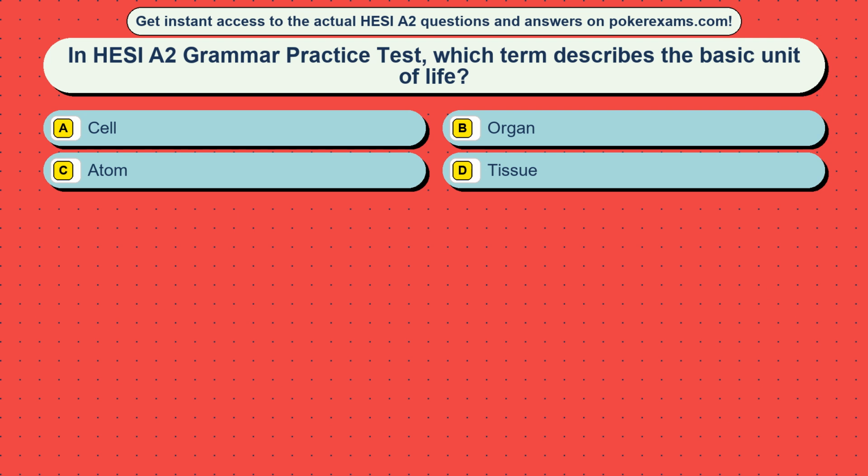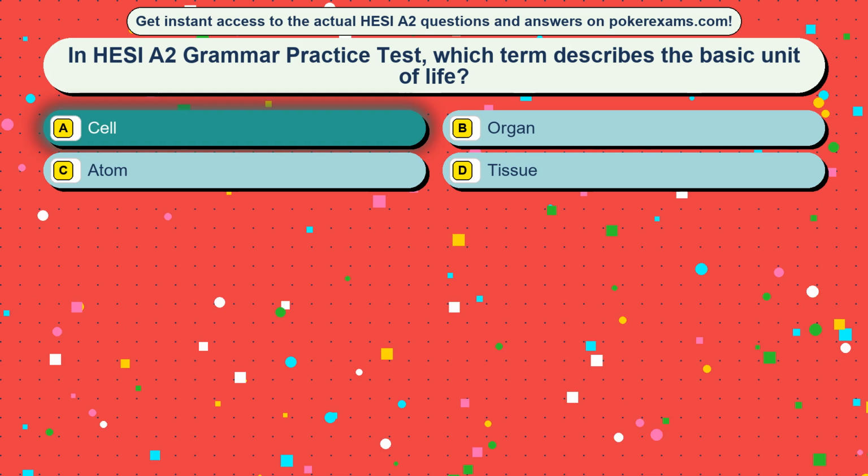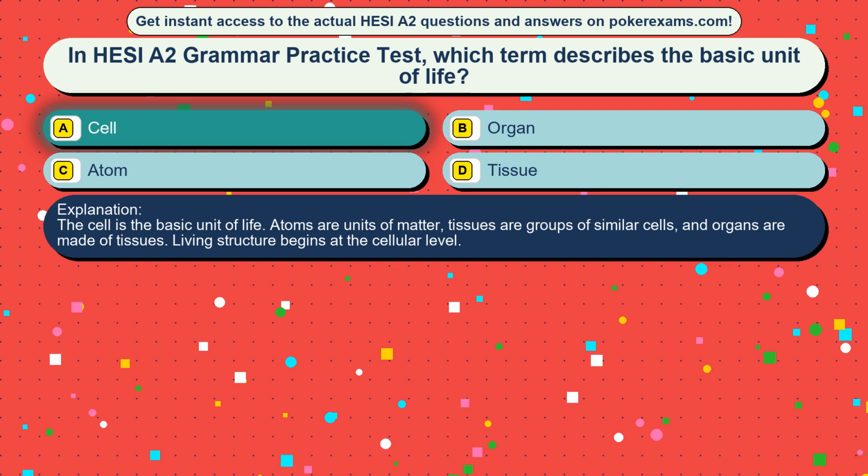Question 3. In HESI A2 Grammar Practice Test, which term describes the basic unit of life? Option A, cell. Option B, organ. Option C, atom. Option D, tissue. The correct answer is Option A, cell. The cell is the basic unit of life. Atoms are units of matter, tissues are groups of similar cells, and organs are made of tissues. Living structure begins at the cellular level.